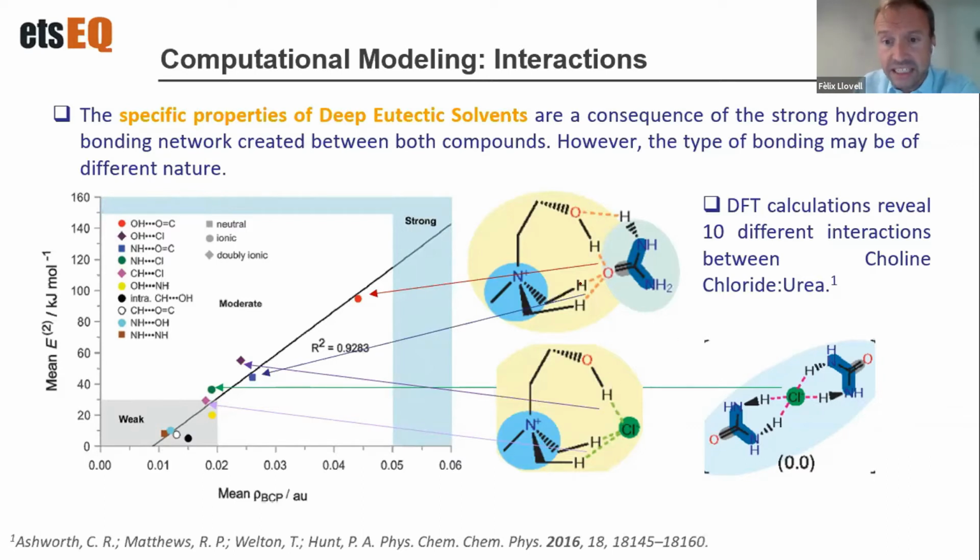I'm just highlighting these images to let you know how complicated it can be to describe and have an accurate thermodynamic model to understand what is going on behind a system such as choline chloride and urea, which apparently looks like an easy system.